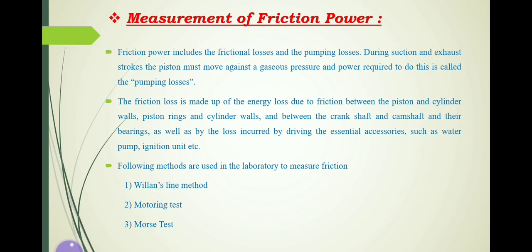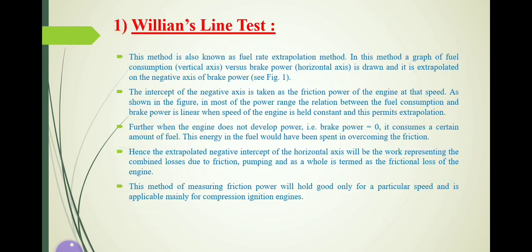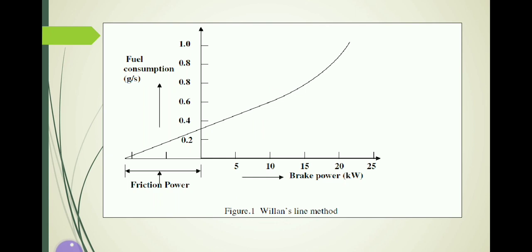So we'll start with the first method which is used for measuring the friction power. The first method for measuring the friction power is nothing but the Williams line test. So what will happen in this Williams line test, that we'll see. First we'll see this diagram. This Williams line test uses the graphical method for measurement of friction power.